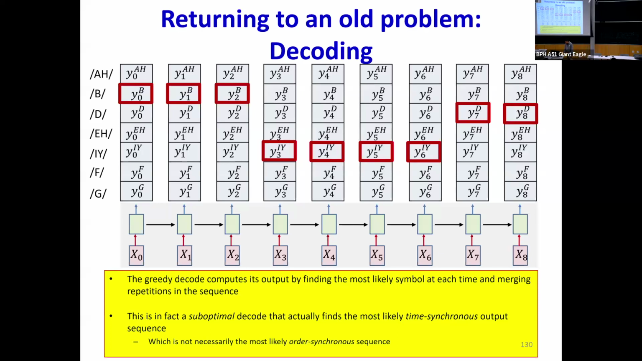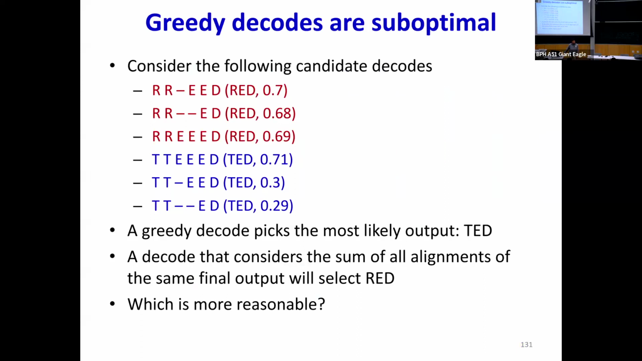Why? So let's consider this example over here. Let's say I have all of these possible alignments that I can pull out from my probability table, and I find that RR blank EED has a probability of 0.7, RR blank blank ED has a probability of 0.68, and so on. So if I were doing the greedy decode, which symbol sequence would I pick? Over here, TED, right? Because it has the highest probability.